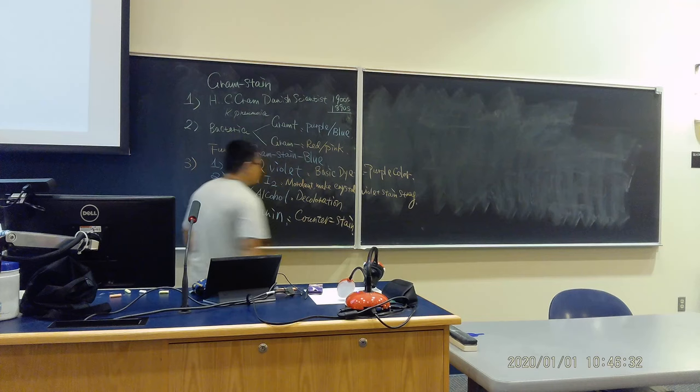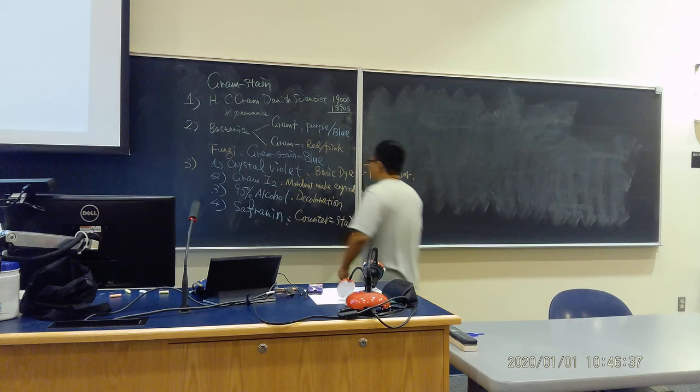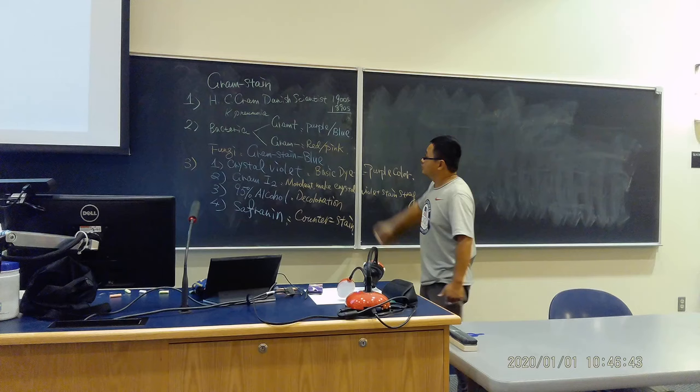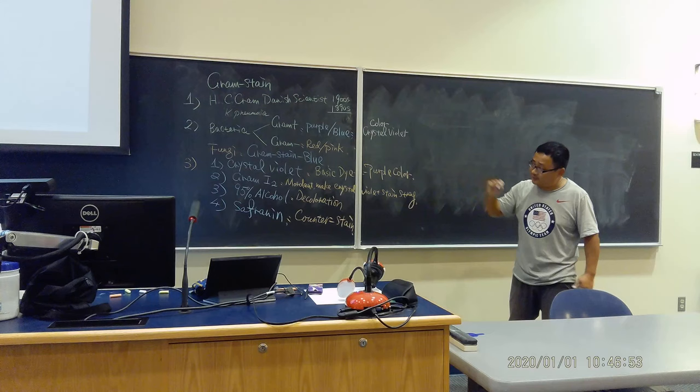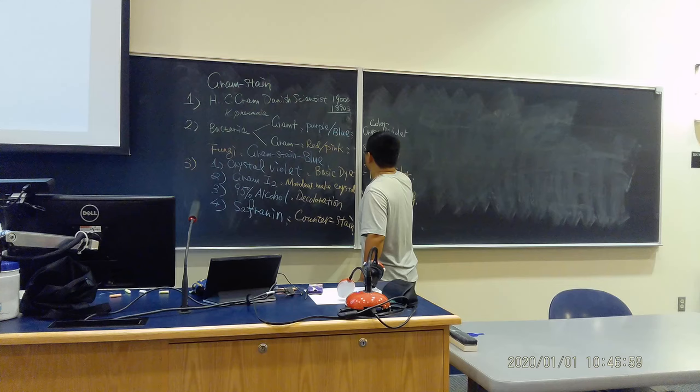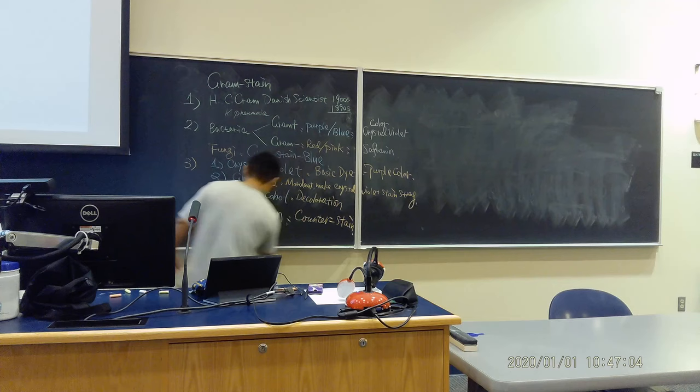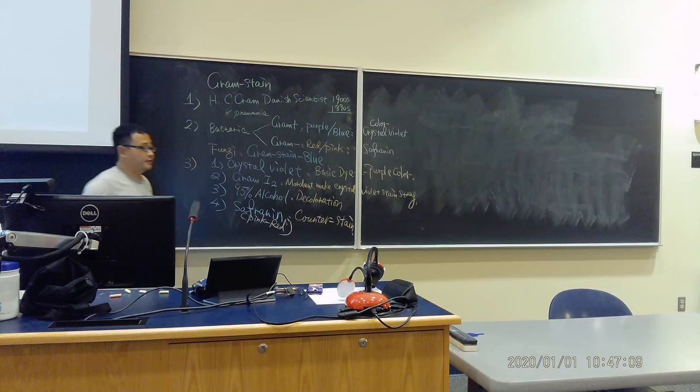Okay, so here are the things you need to know. Gram positive bacteria stain purple, or we say stain blue. This is actually the crystal violet color. And Gram negative bacteria, which are red and pink, this is actually the safranin color, because safranin is pink to red. Okay? That's the story behind them.